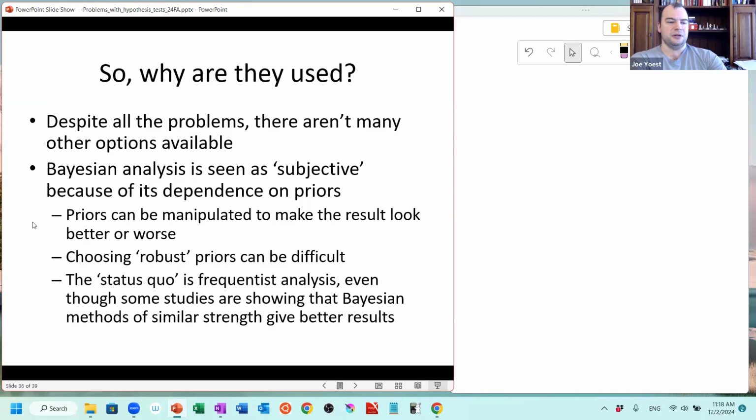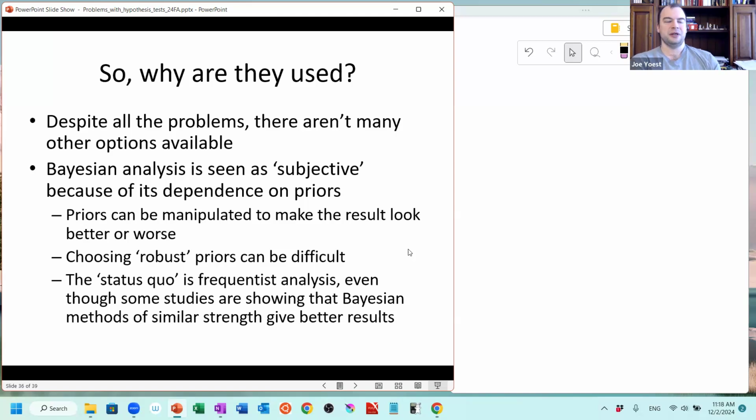There's an area of choosing robust priors, trying to choose priors in such a way that, when you get evidence, the prior fades most quickly into the background and the evidence most quickly takes the front seat, so to speak. But that's not easy to do. Also, the status quo is frequentist analysis. If we just start running Bayesian analysis for everything, how do we compare our results today to results 5 or 10 or 20 years ago? It's more difficult if we make a paradigm shift like that.